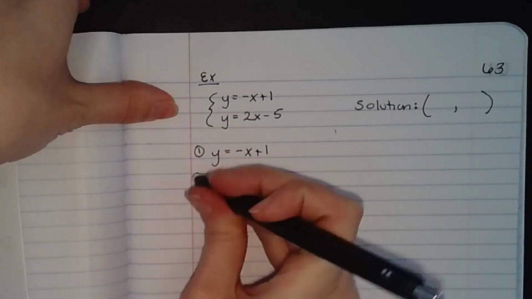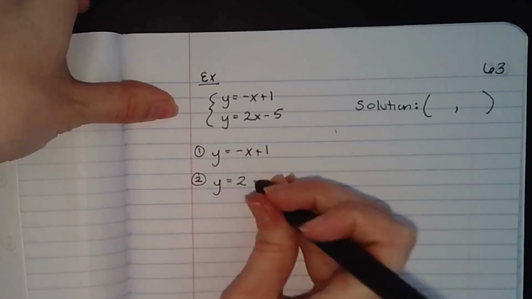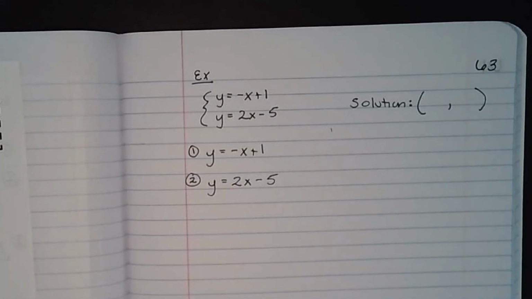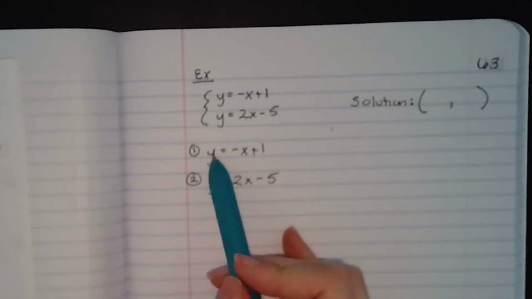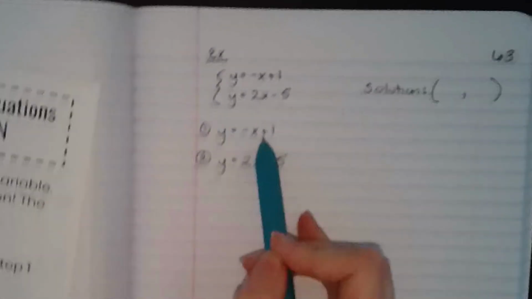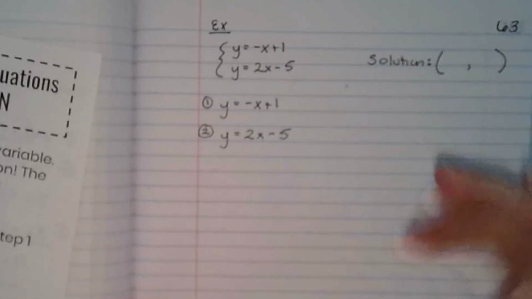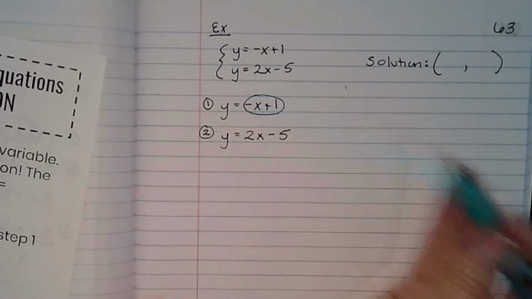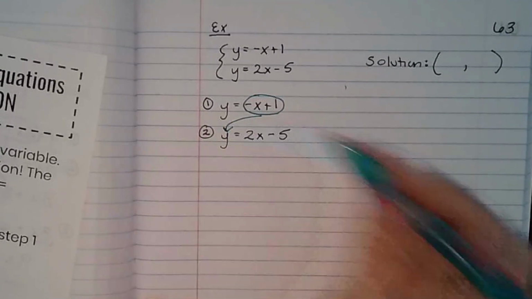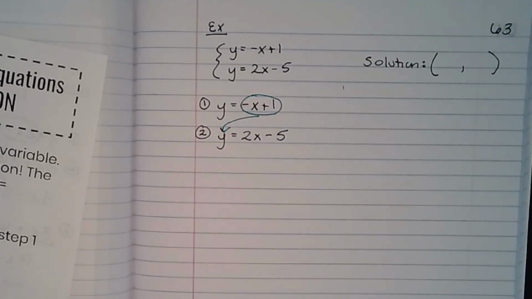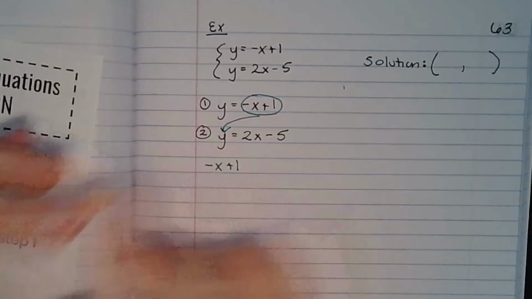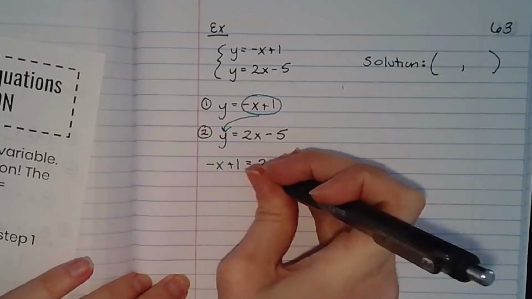In step 2, I'm going to substitute. So my second equation says y equals 2x minus 5. So when I'm substituting here, I know y is the same as -x plus 1. So I would take -x plus 1 and substitute that where y is. So in my substitution step, I'm going to have -x plus 1 equals 2x minus 5.